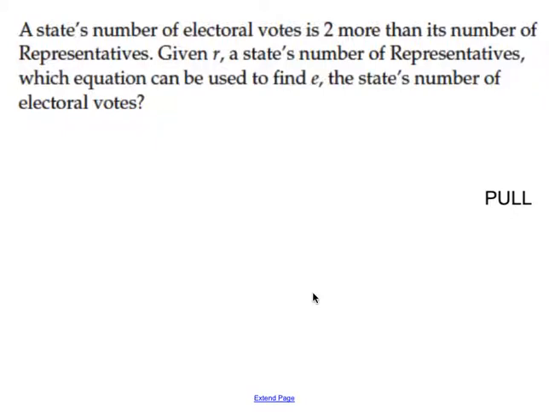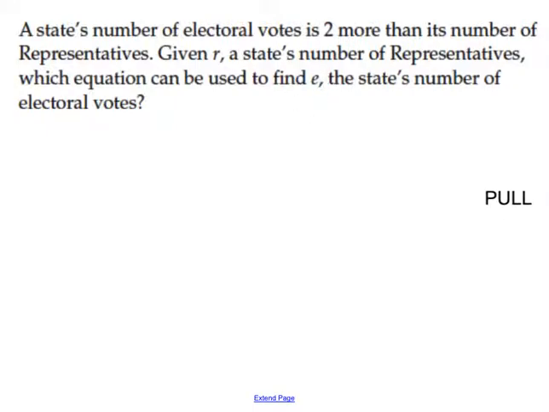Here's another example. Go ahead and pause the video and see if you can come up with this one on your own. All right, I hope you tried that on your own. It says a state's number of electoral votes is 2 more than its number of representatives. Given R, the state's number of representatives, which equation can be used to find E, the state's number of electoral votes? So we already have our variables defined for us.